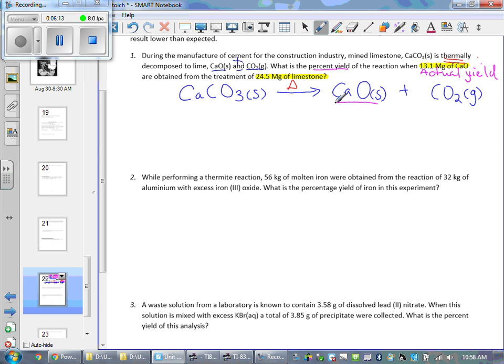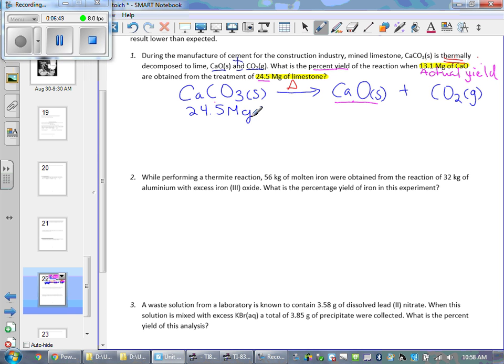They write down this number under calcium oxide, and they write down this number under calcium carbonate, and then they don't know what the heck to do. Are you with me? Hopefully. Okay, so we're going to write down this 24.5 megagrams. So that's how much limestone they're starting with in this one particular industrial reaction, and then they want to know what the percent yield is if this is what they actually got.